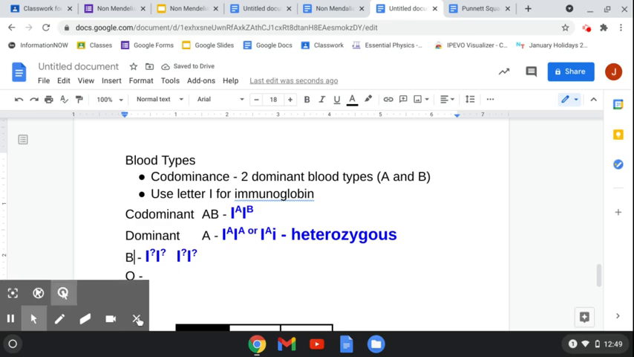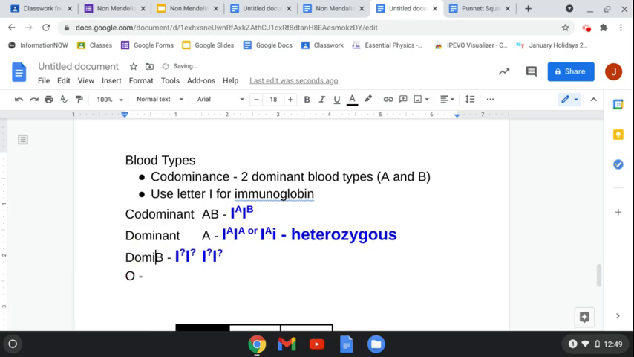Now, B is also dominant. Instead of A, though, we're going to use the letter B. Set that up. And one of them is going to be, again, our heterozygous. And what do we have left for O? Well, O has to be two little i's. I'm going to use the same font. There's my two little i's, which means O blood type is actually the recessive blood type.